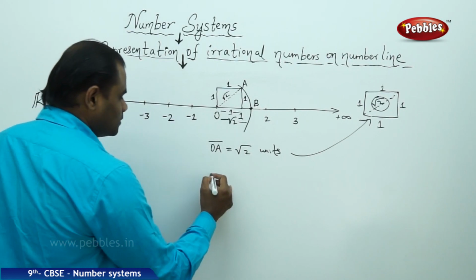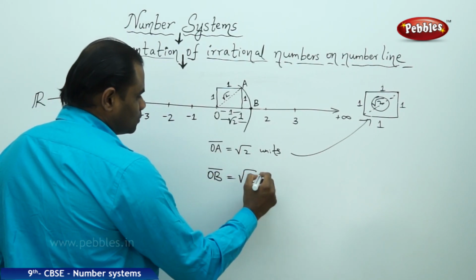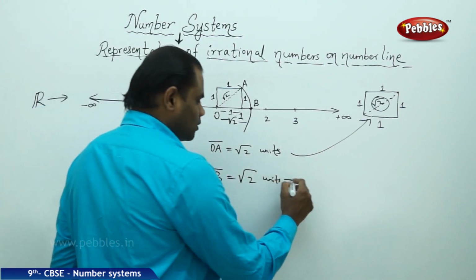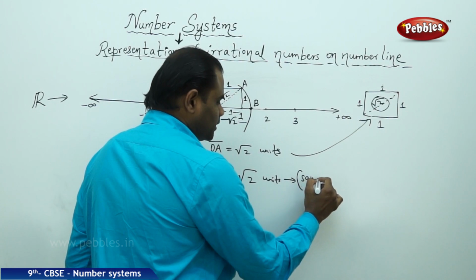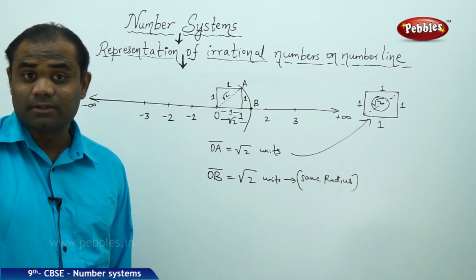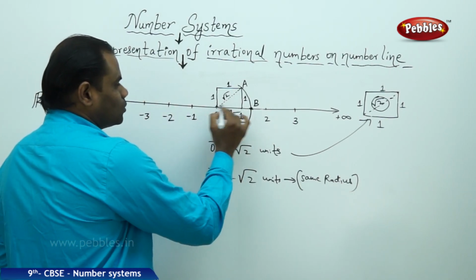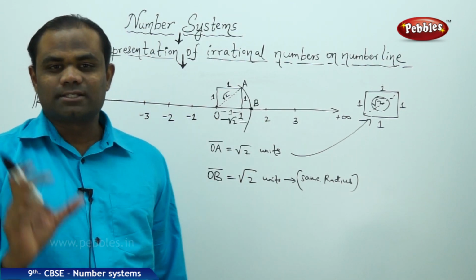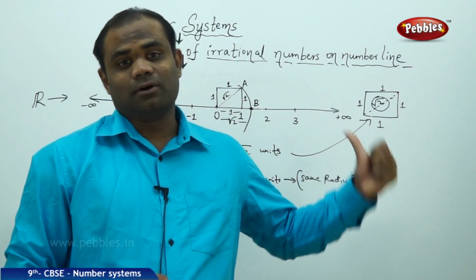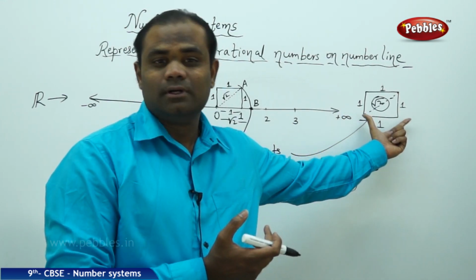Therefore, my OB as constructed from the arc is also root 2 units, because of the same radius concept, and therefore my distance on the number line from O to B is an irrational number, root 2, which can be represented on the number line in this manner of constructing through the geometrical square diagonal.